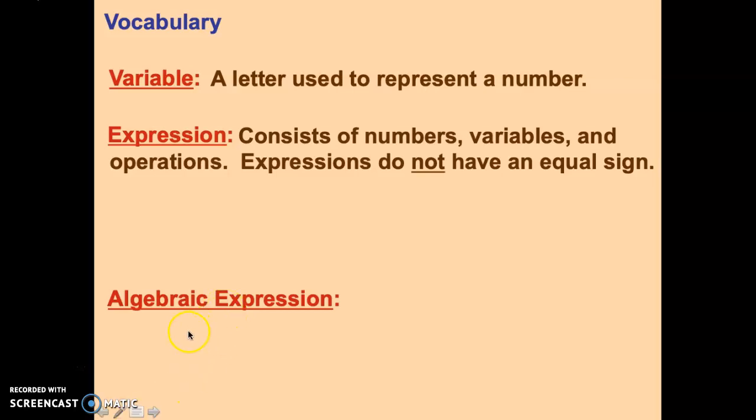Now here are some examples. 4 plus 3, x minus 11, 7y, and n divided by 7. 4 plus 3, two numbers and an operation. X minus 11, a variable, a number, and an operation. 7y, a number, a variable, and an operation. N divided by 7, a variable, a number, and an operation.